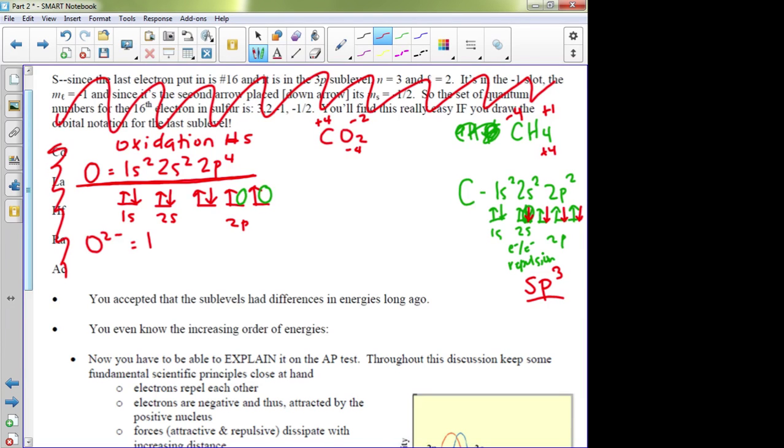So my new configuration would be 1s2, 2s2, 2p6, because I added 2 electrons. Do we see that?